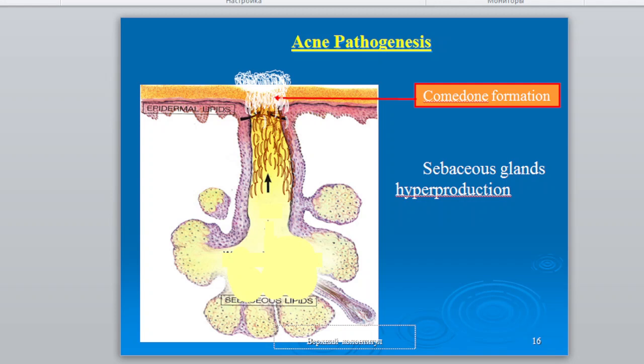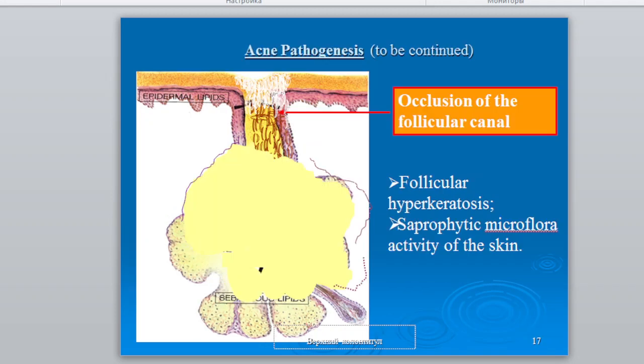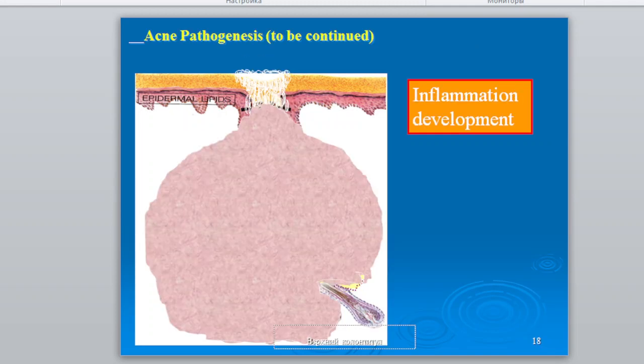Photo. Sebaceous glands hyperproduction. Next. Photo. Occlusion of the follicular canal. Follicular hyperkeratosis. Saprophytic microflora activity of the skin. Next. Photo. Inflammation development. Next.